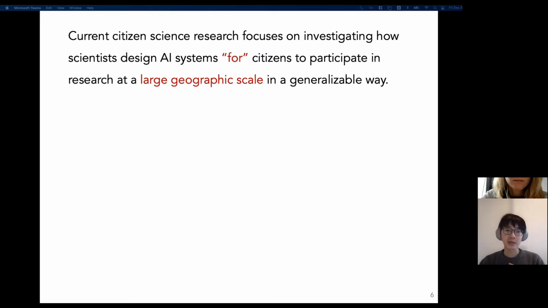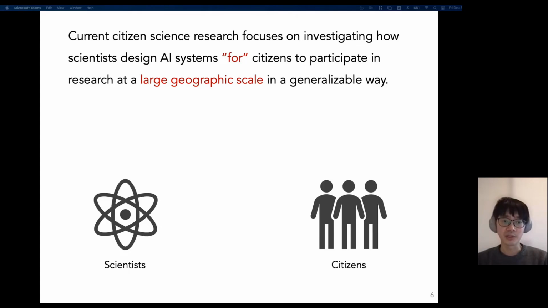Current research I found typically investigates how scientists can design AI systems for citizens to participate in research at a large scale. In this mode, here's an illustration. Here's the scientist and here's the citizens. It's often in this direction, which means the scientists define research questions and citizens participate in some projects that are well defined by scientists.